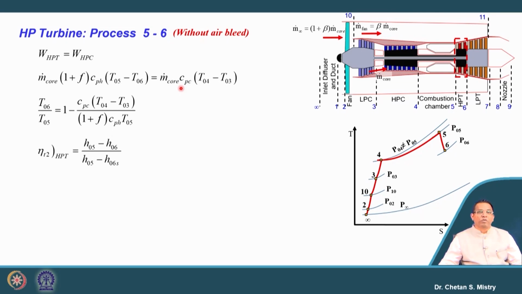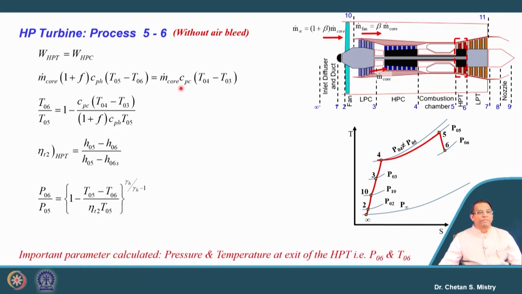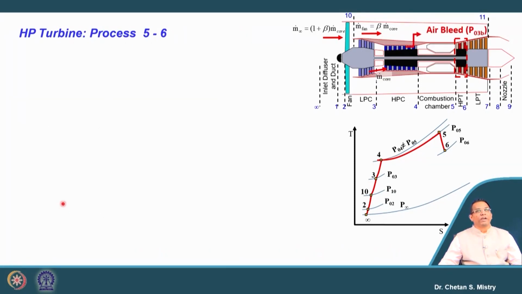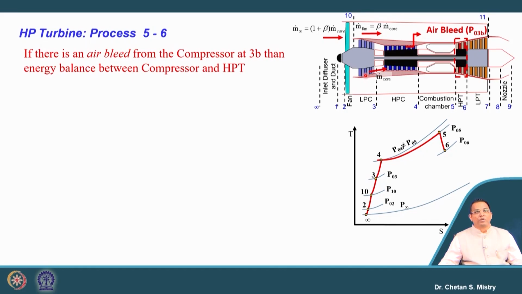Similarly, we want to calculate the pressure at the exit of the HP turbine. For that, we will use the efficiency formulation, and from this efficiency formulation we will calculate our exit pressure from the HP turbine. Now, suppose I consider I have my bleed air. I am giving you some time, just try to write down the work balance. It says we have taken our air from the compressor at location 3B. Can you please write down the formula for work balance between compressor and HP turbine?